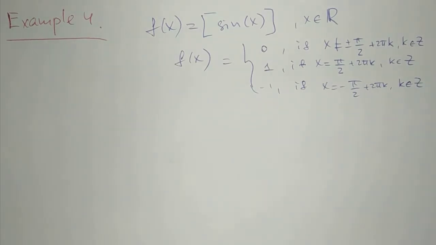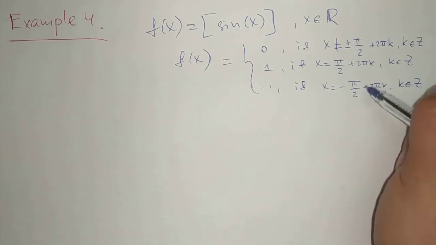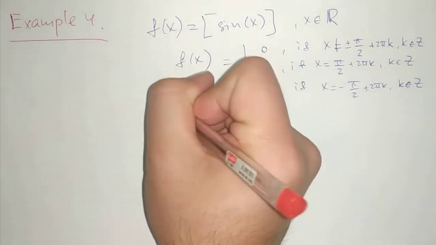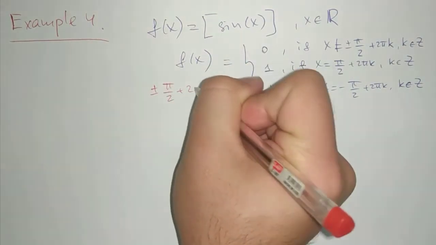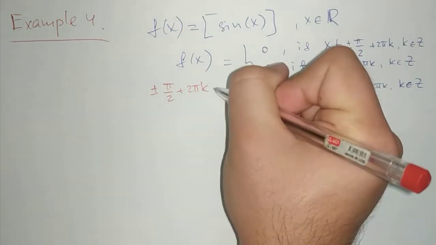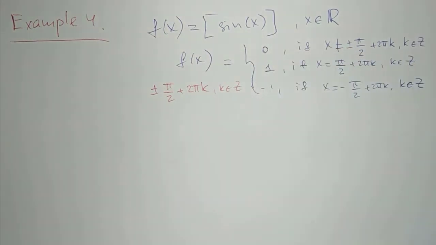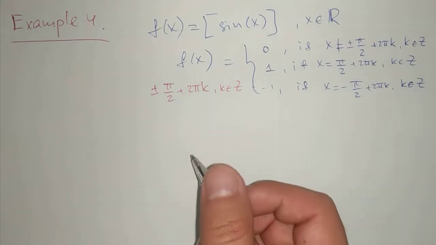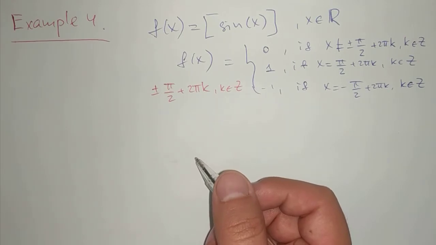So we can conclude that the points of discontinuity are x, they are plus minus pi over 2 plus 2 pi k, where k is an integer number. This is the point of discontinuity of this function.